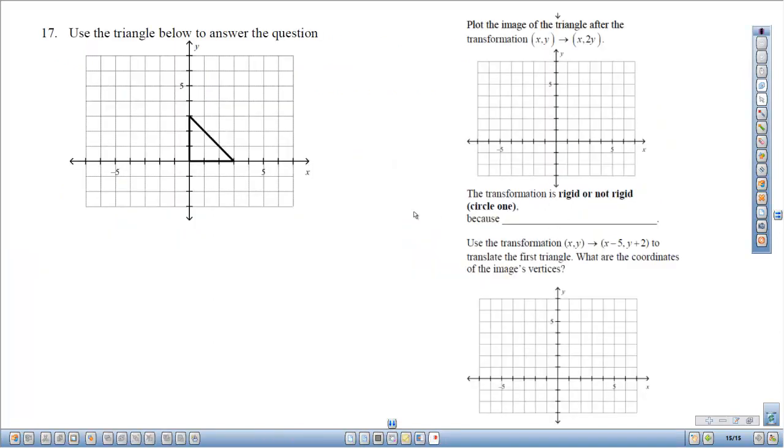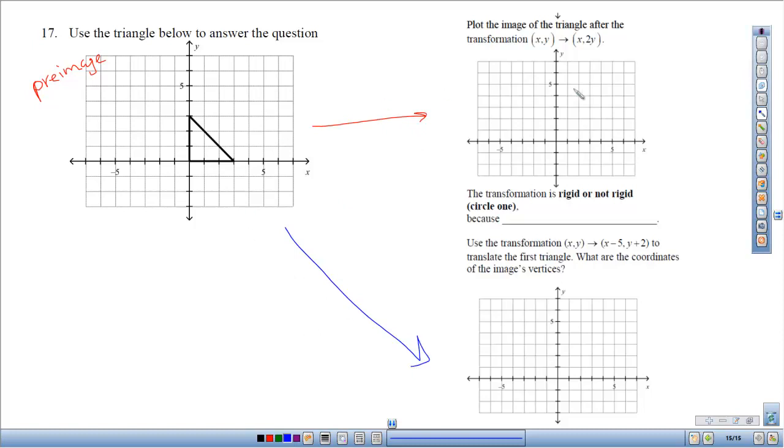Alright, number 17 gives us this triangle right here. This is actually going to be our pre-image, and we're going to use it to do both of these problems. So we're going to do one transformation here off of this pre-image, and then we're going to start from scratch again and use this again. Please be careful that you do that on the test. They'll have you use the same triangle. So don't get an answer from here and then do this one from that one. Use this as the same pre-image both times.